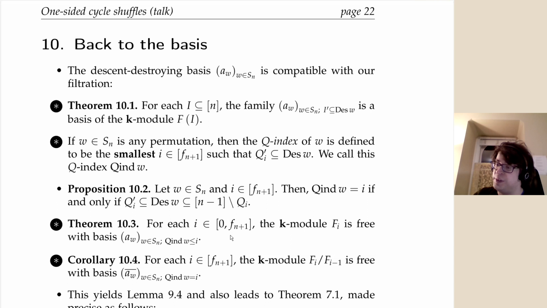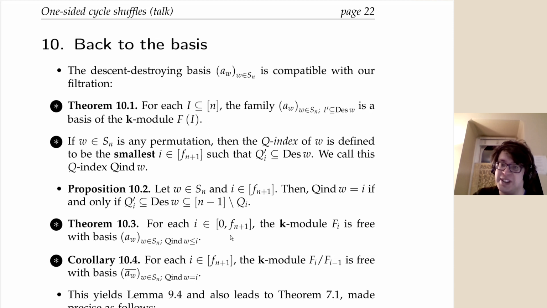Every term of our filtration is spanned by an appropriate subset of this basis. And to decide which subset, we have to define something which we call the Q index of a permutation W. So basically, to every permutation W, you associate a certain lacunar subset. And I know that some of you will say, okay, of course, it's the peak set. Strangely enough, it is not the peak set. It is another lacunar subset associated to a permutation.